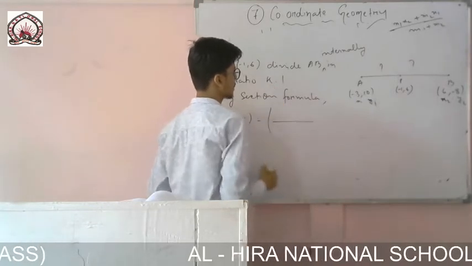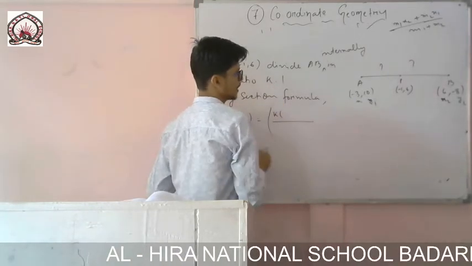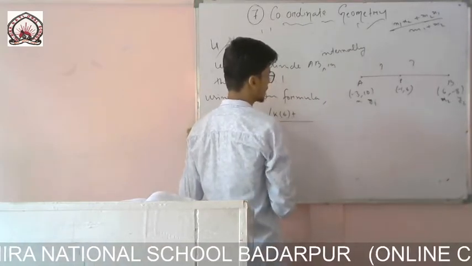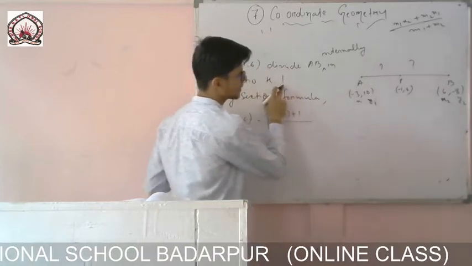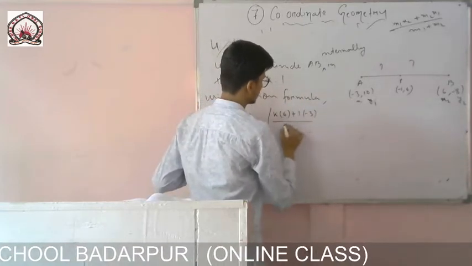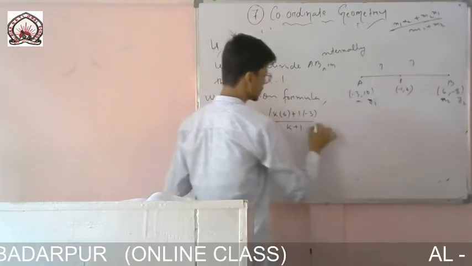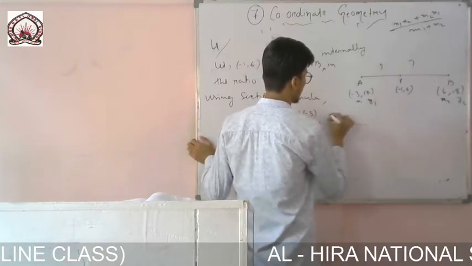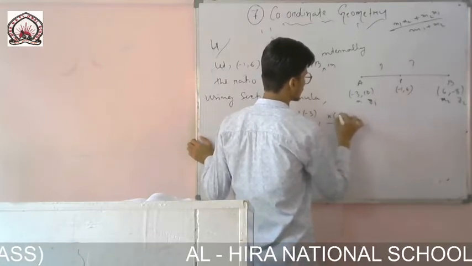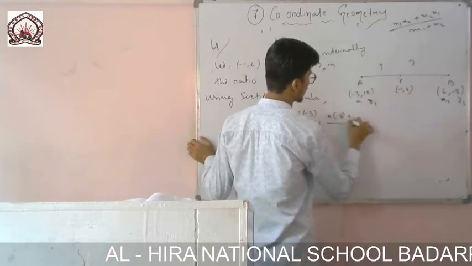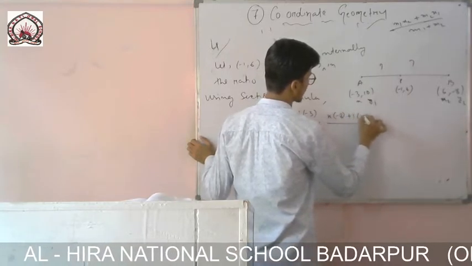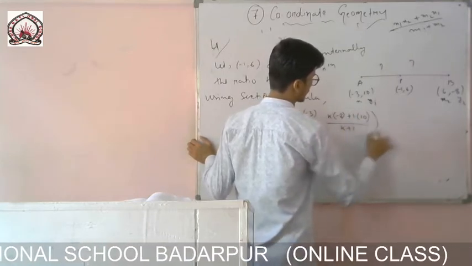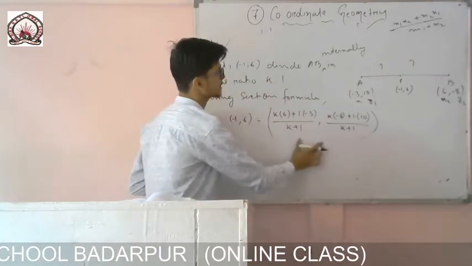So here the ratio is k is to 1, so m1 is k into x2, that means 6, plus m2 that is 1 into x1 that is minus 3, by k plus 1, comma, for the other one it will be k into minus 8 that is y2 plus 1 into 10 by k plus 1. So for this point these are the coordinates.